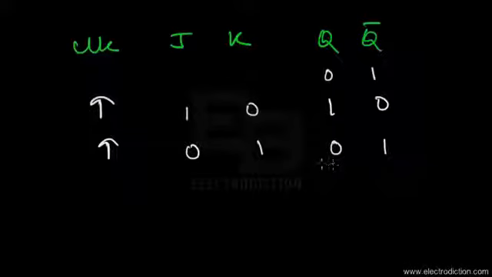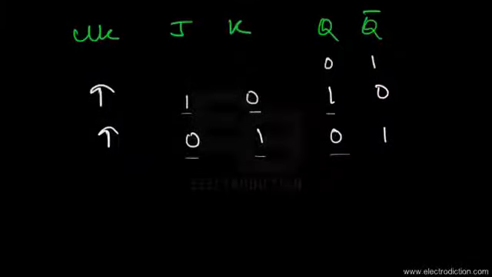Now we see that whenever J is kept at logic 1 level and K at logic 0 level, the Q output switches to logic 1 level. And when the J terminal is kept at logic 0 level and K at logic 1 level, the Q output switches to logic 0 level, and Q bar correspondingly changes states depending upon the conditions on the Q output. Here we see the various conditions.